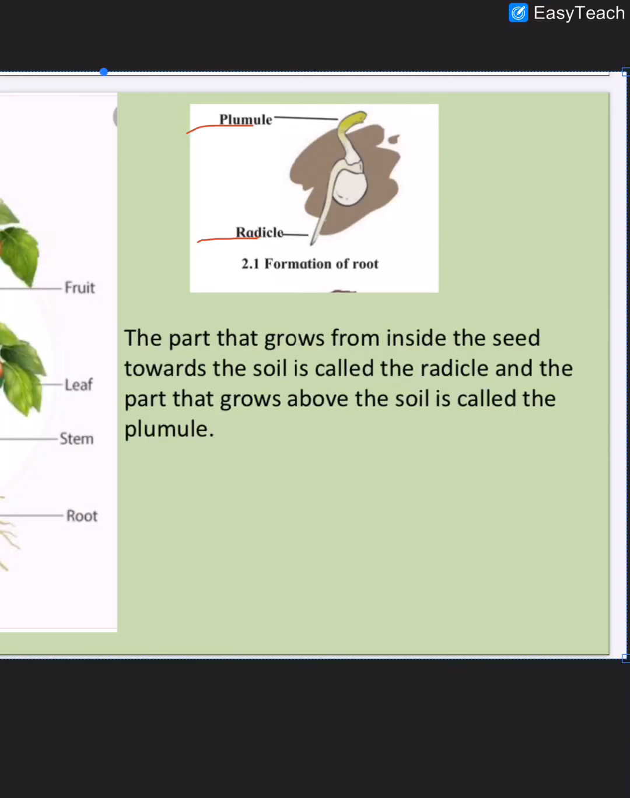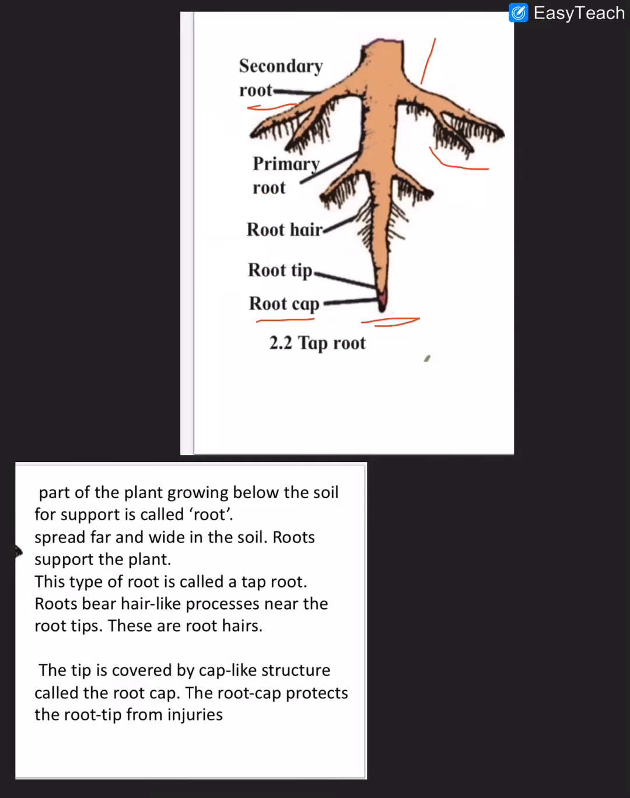Note the point that from radicle the roots are grown, and from plumule the stem part of the plant is grown. So now we have discussed a seed. Now we are going to discuss the next part of a plant, that is root.